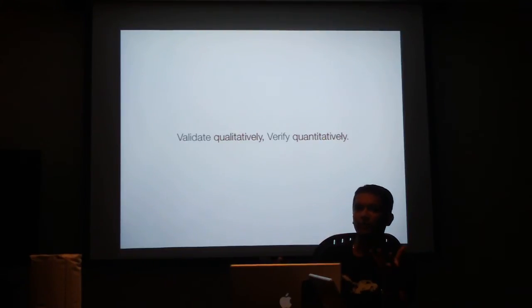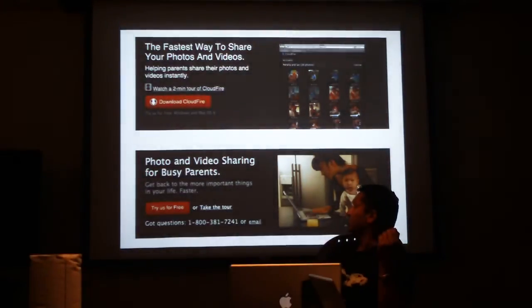So we validate qualitatively first, and then we let the data trickle in over time, until it's statistically significant, to verify that quantitatively. And the best way to show that is to actually look at an example.